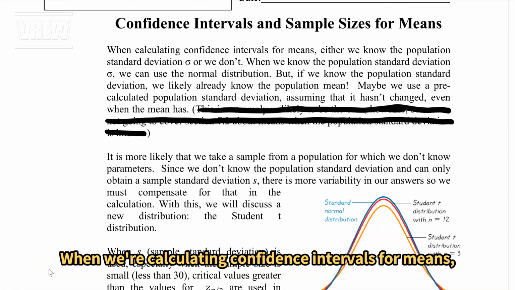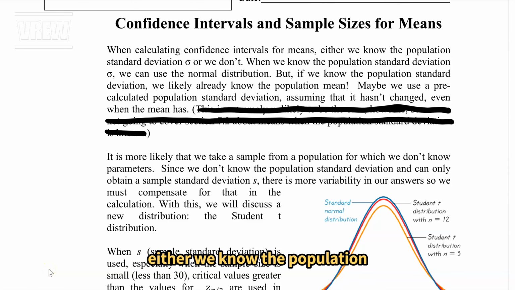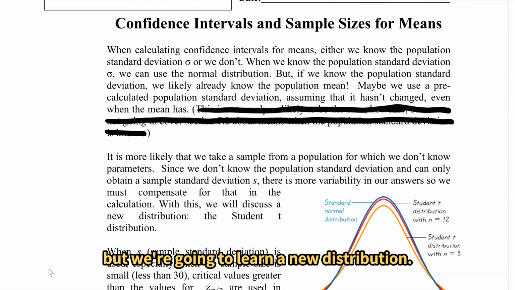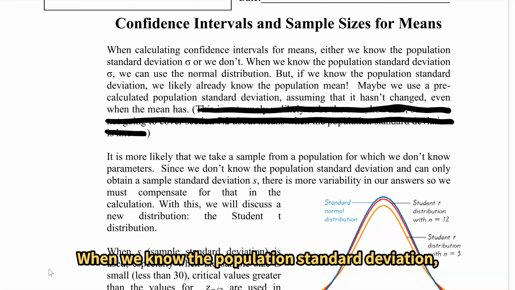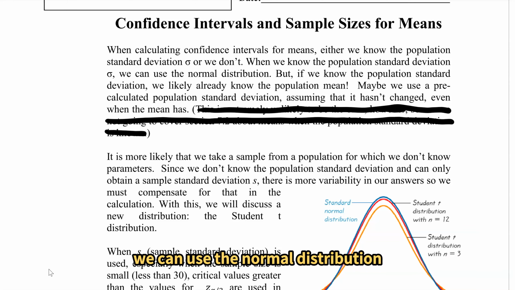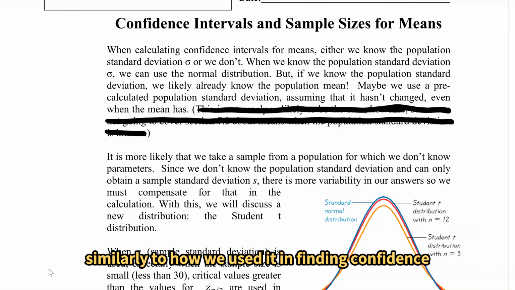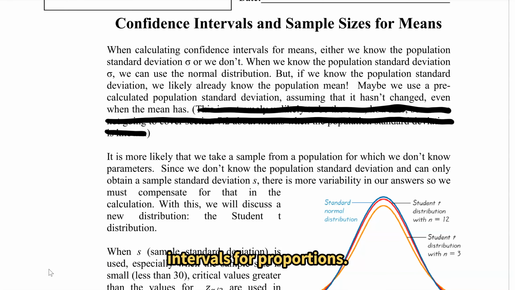When we're calculating confidence intervals for means, either we know the population standard deviation sigma or we don't. So that's going to lead to two different types of calculations. The formulas are very similar, but we're going to learn a new distribution. When we know the population standard deviation, we can use the normal distribution similarly to how we used it in finding confidence intervals for proportions.